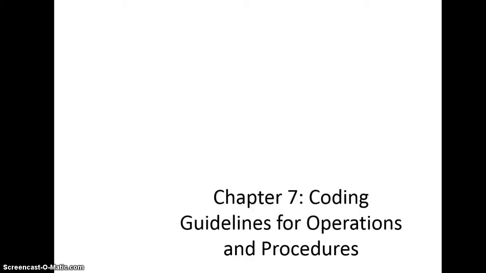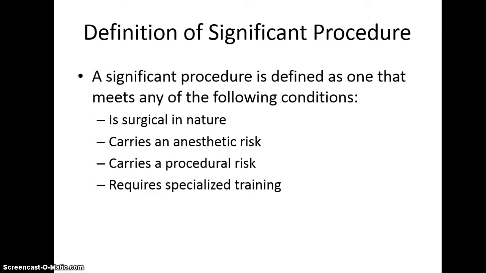Chapter 7 is coding guidelines for procedures and operations. And due to the size, we are going to need to break this down into two distinct parts.